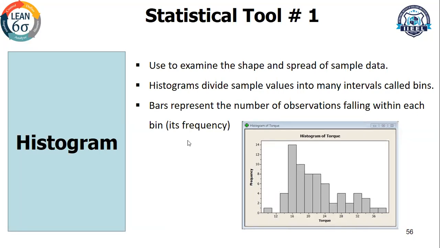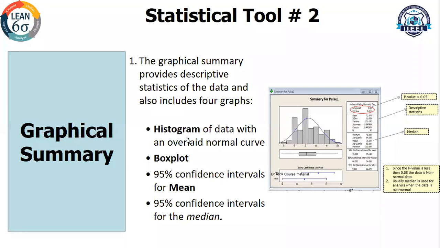The next statistical tool in the master class is the graphical summary. The graphical summary has 3-4 tools in it: one is the histogram, one is the box plot, one is the interval plot, and on the right side you have all the descriptive statistics. The graphical summary is a very powerful tool for understanding the statistical information of the base data of the problem you are solving. You collect data and do this, and you can find whether data is normal or not normal, and also identify the basic statistics of average value and variation.